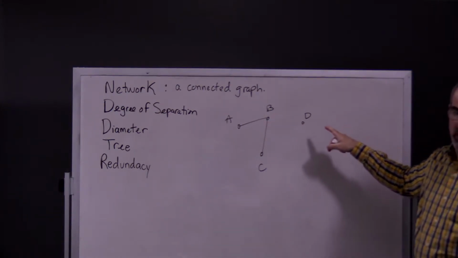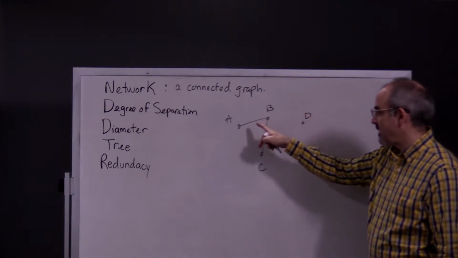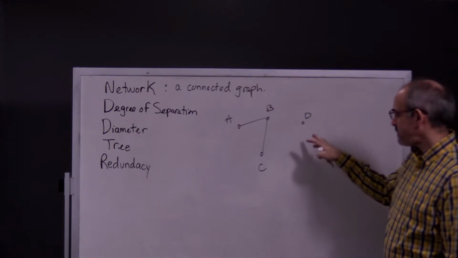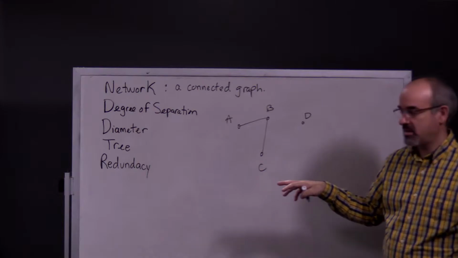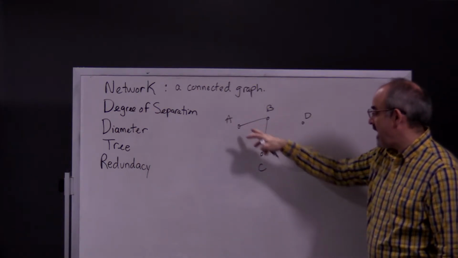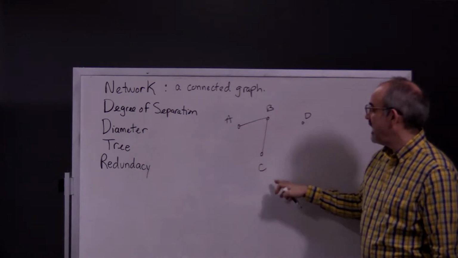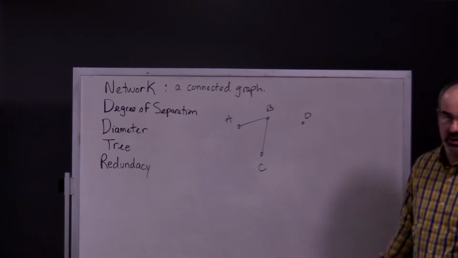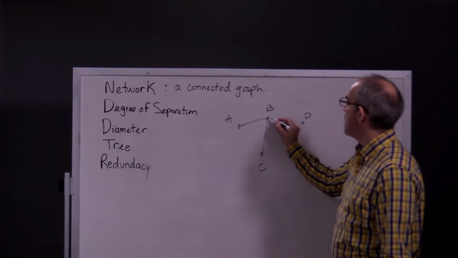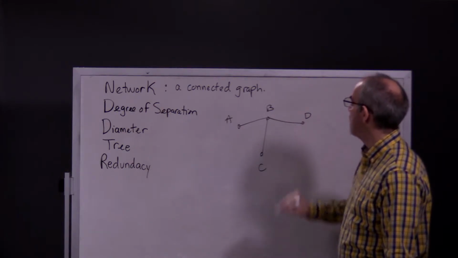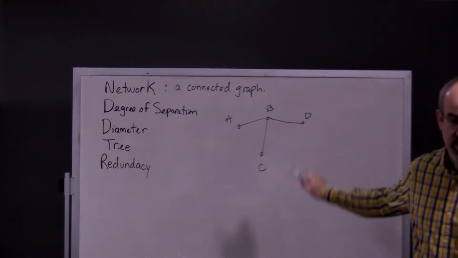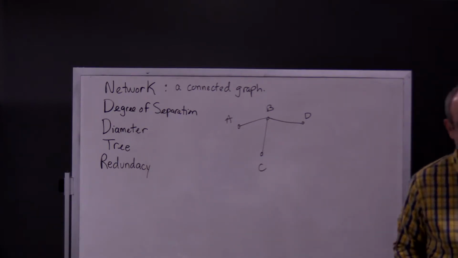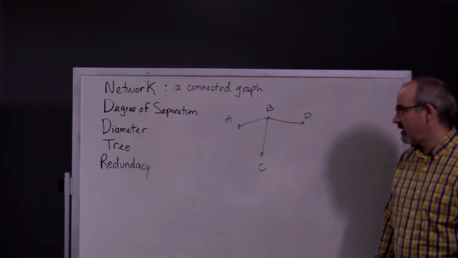This is not a network, because it's not a connected graph. Remember, a connected graph has to have a way to get from every vertex to every other vertex. So I can get from C to A because I can go from C to B, then B to A. But if I'm at D, I can't go anywhere. So this is not a network. Now, if person B and person D were friends, there would be an edge between them. This is a network. It's a connected graph. And that's all a network is. A network's a connected graph.